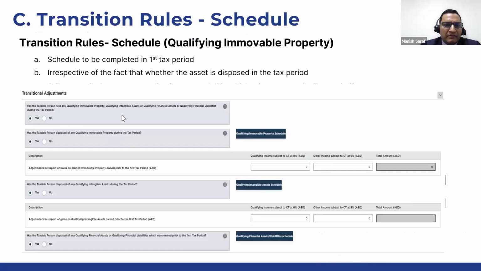When you fill up the form, you will see that you opt for it, yes, and then there's a dark blue shaded qualifying movable property schedule. So you will click on this, and thereafter you fill in the details about the property, the date of purchase, and all the historical cost. All those will be filled up, and the system will calculate your taxable portion of the income.